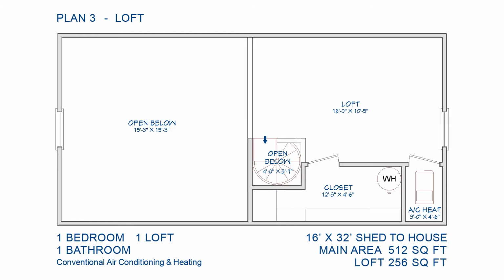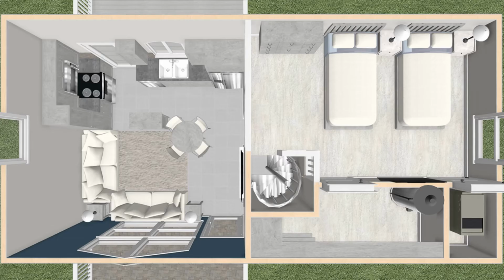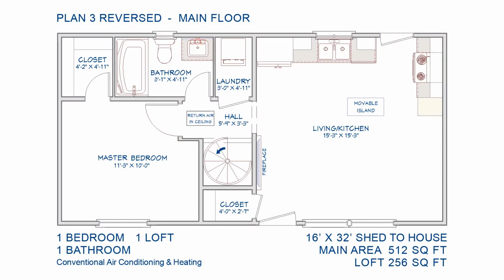There is closet space for conventional air conditioning and heating, along with a built-in electric fireplace. Some of the interior walls have the 2x4 studs turned sideways to save 2 inches of space on each wall. Here is the same floor plan 3 reversed.